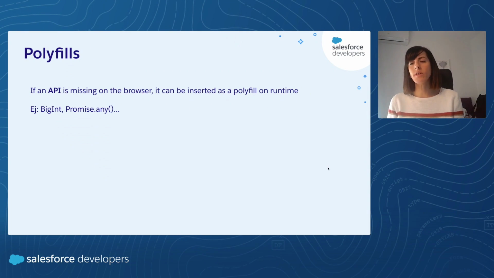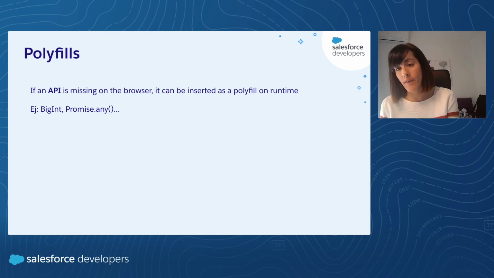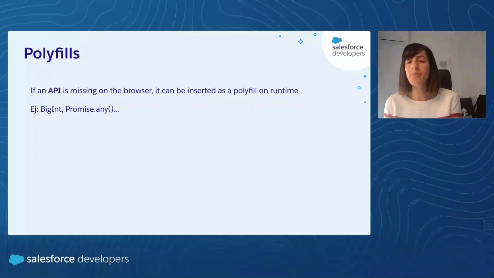Great. So now let's talk about polyfills. We have talked about syntax features and how they are transformed to ECMAScript 6 or ECMAScript 5 to ensure backwards compatibility in some cases. But what about polyfills? A polyfill is no more than a replacement for an API that doesn't exist in the browser. So let's say that you want to use BigInt or Promise.any.